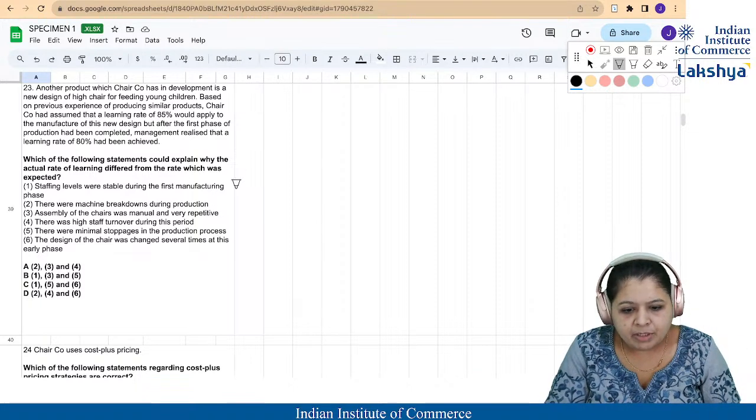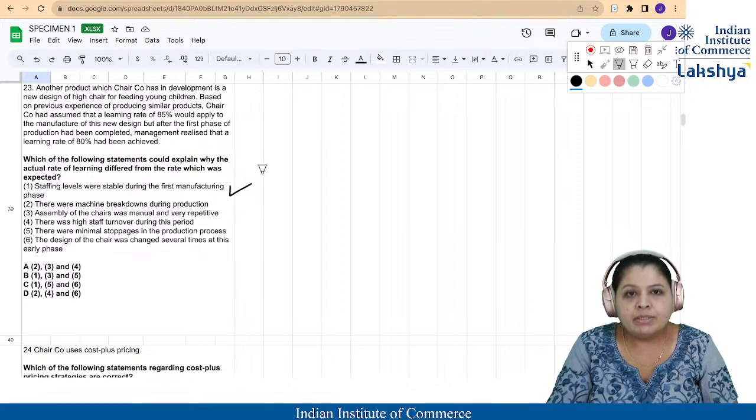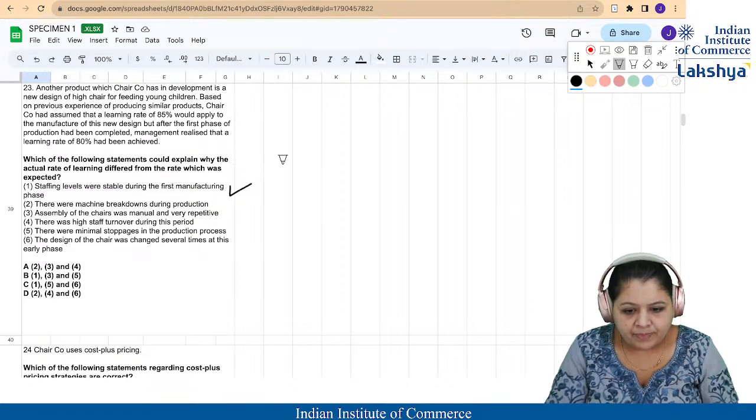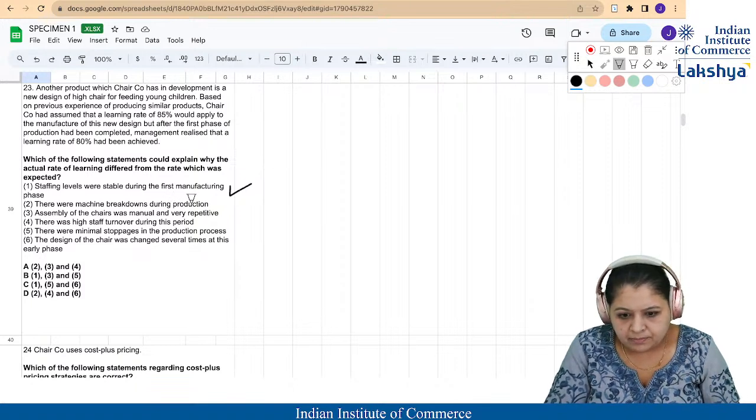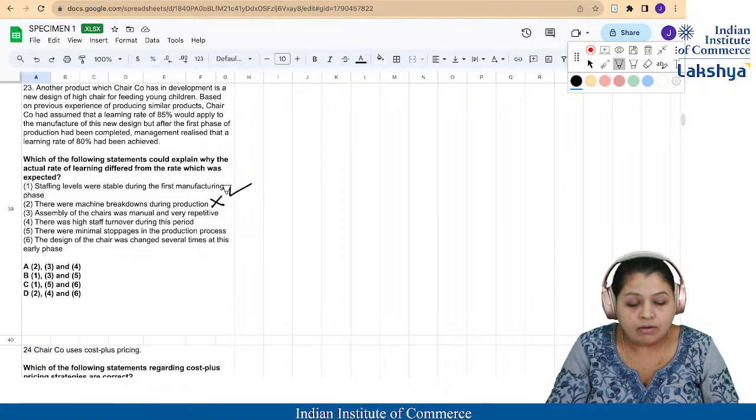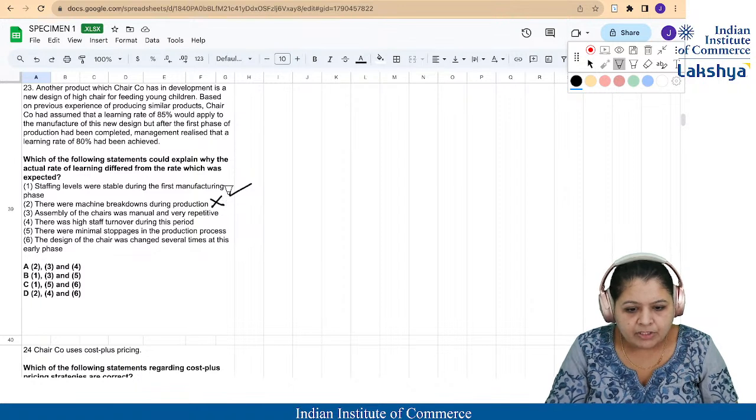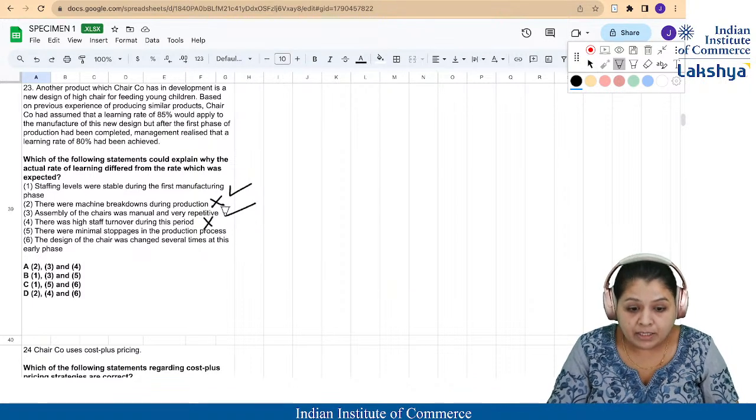Staff levels stable during the manufacturing phase. Yes, that is true. When you have stable staff, they learn faster. There were machine breakdowns during production. If that would happen, the learning curve would take longer, so that is incorrect. Assembly of the chair was manual and very repetitive. That is where people learn faster, so that is correct. High staff turnover, if that would have happened, the learning rate would have increased.